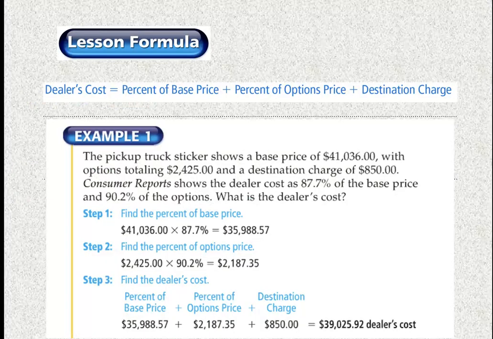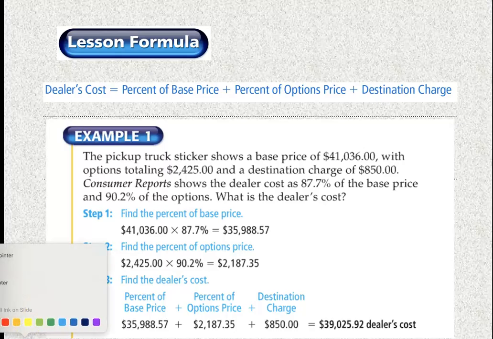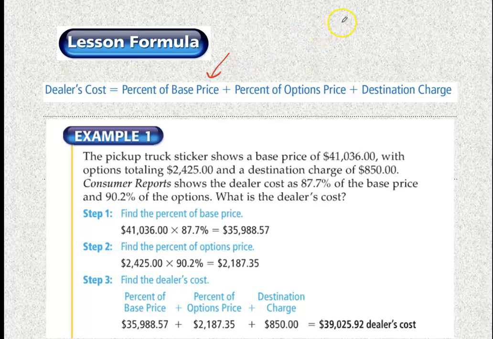So here is the formula for you to write down in your notes. I have kind of started it, but you will need to finish it. The dealer's cost is the percent of the base price plus percent of the options price plus the destination charge. So please fill in those words so you have the formula.